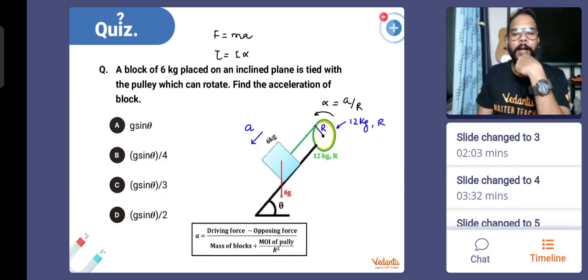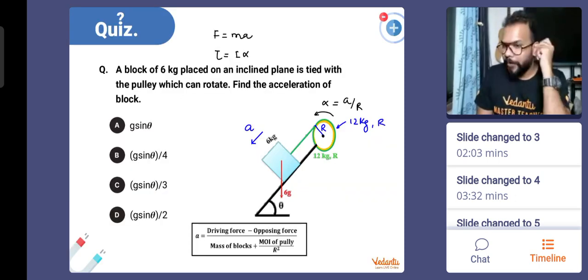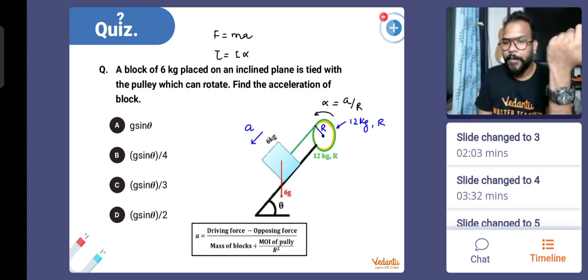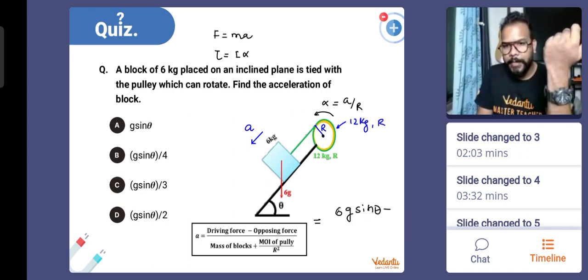I'm sure everyone must have done it with the shortcut. So the driving force, you can understand by looking at the options. mg sin theta is the driving force, correct? So 6g sin theta is the driving force. There is no opposing force.